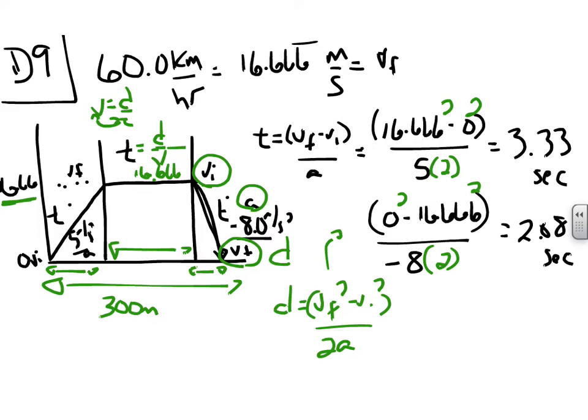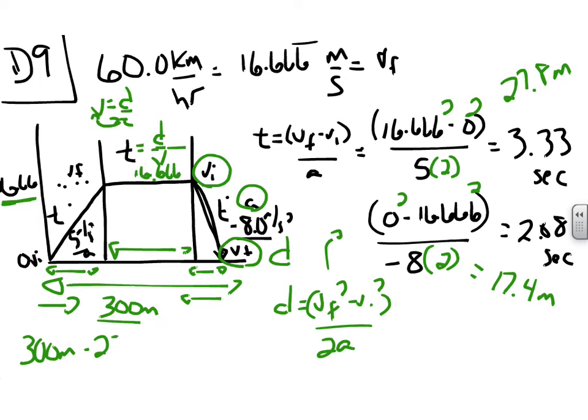So if we do that, I get at the top that this was 27.8 meters. And at the bottom, this turns out to be 17.4. So, of course, this is chipping away at the edges of my 300 meters. So now I have 300 meters minus the 27.8 minus the 17.4 gives me 255. So if we have 255 meters left, that's what we're cruising at our top speed.